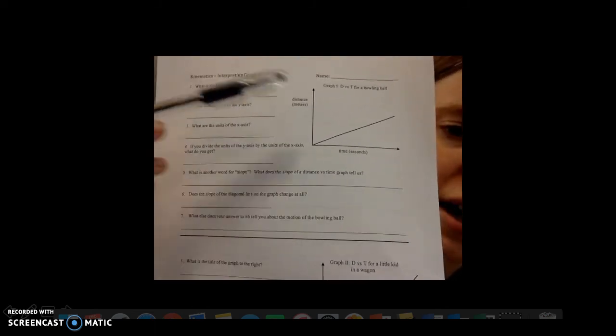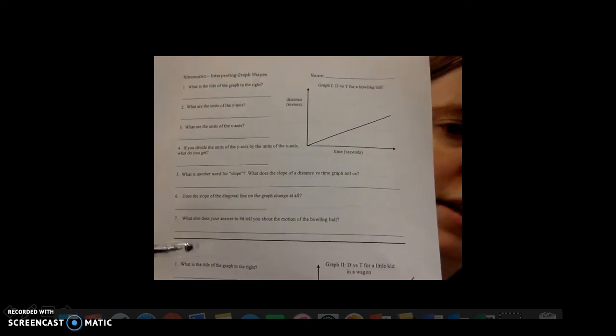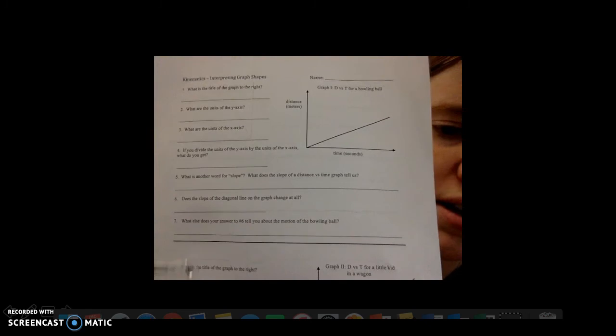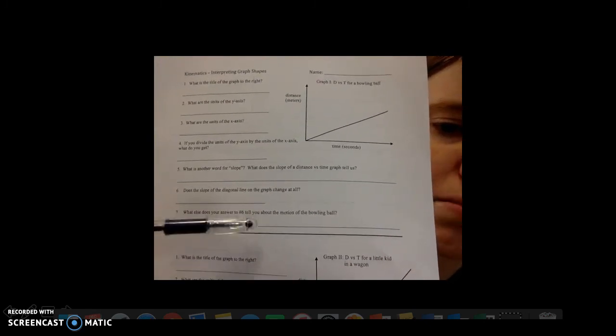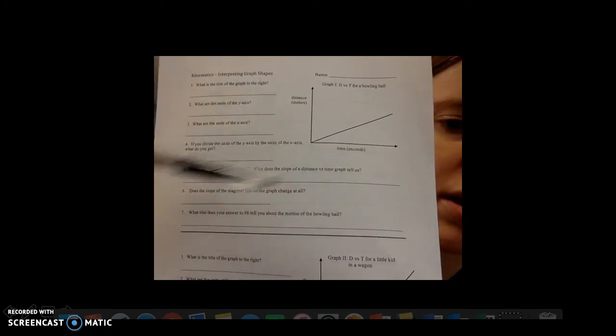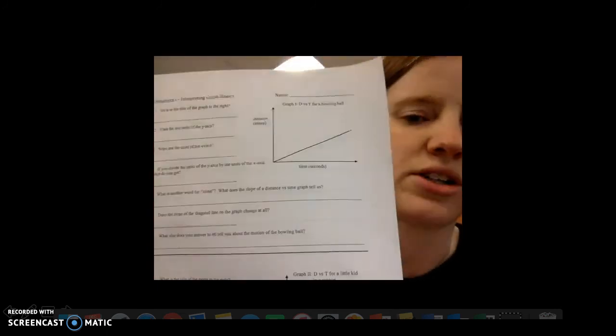Does the slope of this diagonal line change? No, it doesn't. In this graph, it doesn't change. It's just a straight shot, okay? So what does this tell you about the motion of the bowling ball? The distance over time never changes. So the motion stays the same throughout.